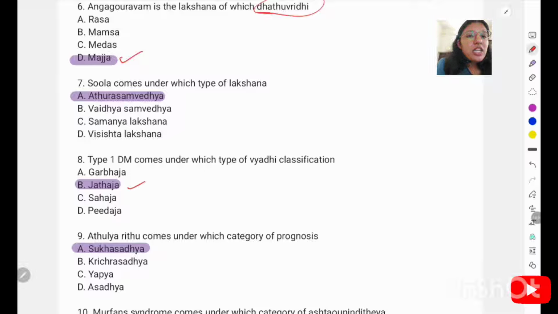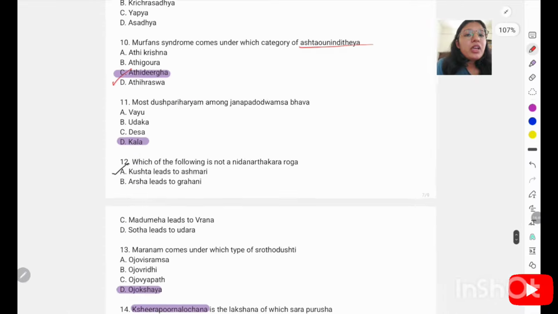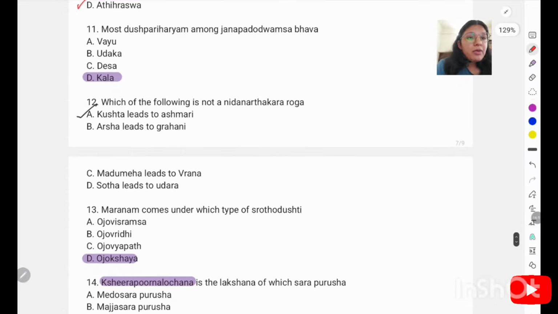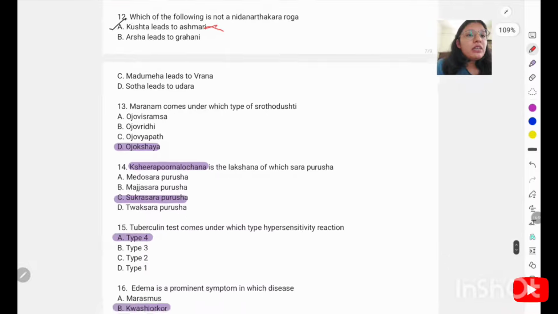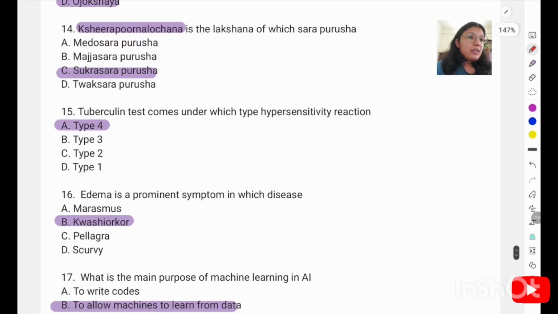Type 1 diabetes is a Jataja kind of Vyadhi. Then Atulya Ritu comes under Sukha Sadhya, because the Ritu is not favorable to the dosha Vishesha, so we can treat the dosha easily. Marfan syndrome comes under which category of Ashtanindita? That is Ati Dirgha. Most Dushpariharya among the Janapadodhwamsa is Kala, because we can't avoid it. Out of this, which is not a Nidanarthakara? Kushta leading to Ashmari. Marana comes under which type of Sroto Dushti? Ojakshaya. Then Snigdha Purna Lochana is a symptom of which Sara? It is Shukra Sara, because they have beautiful eyes and a good look.